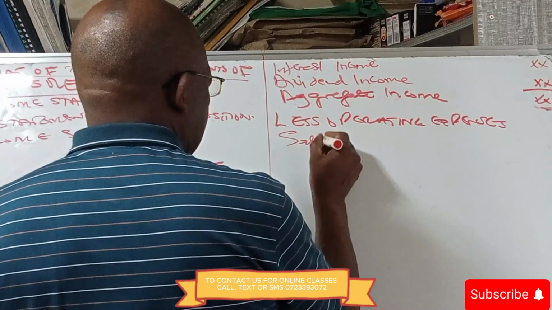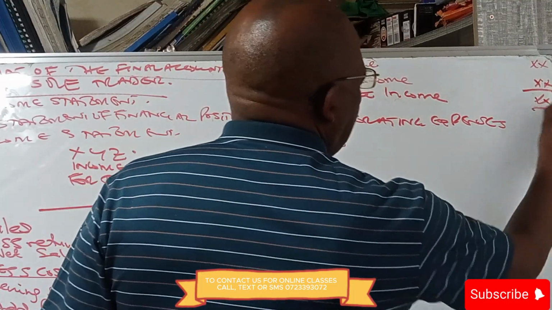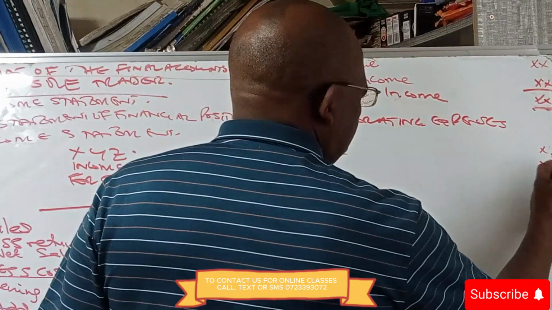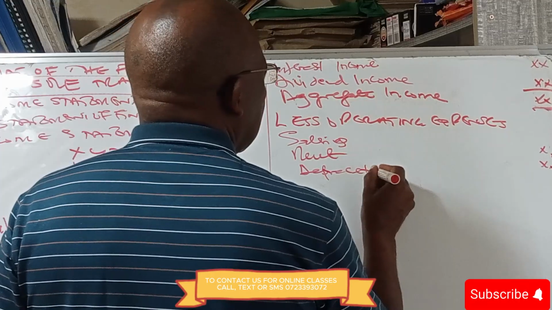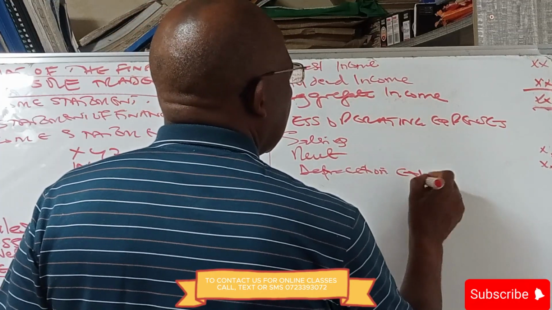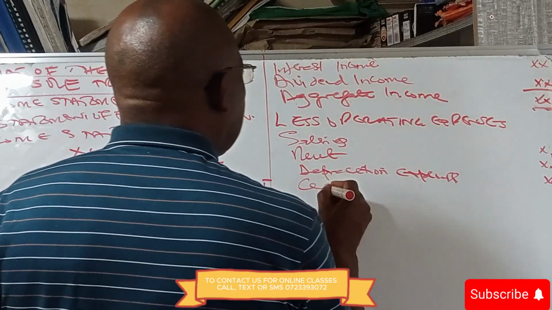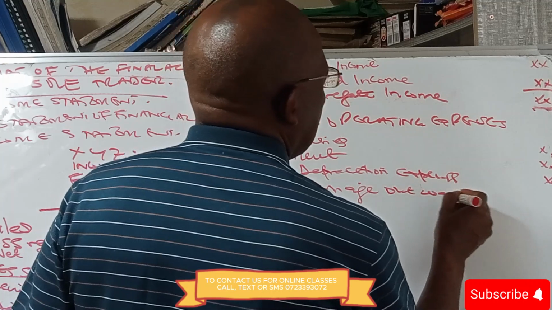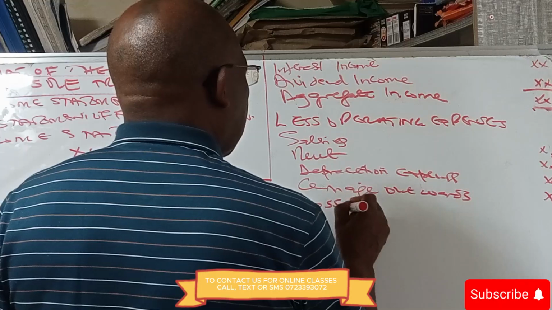And we know what operating expenses are. They could be salaries. They could be rent. They could be something we call depreciation expense. They could be carriage outwards. They could be loss on disposal.